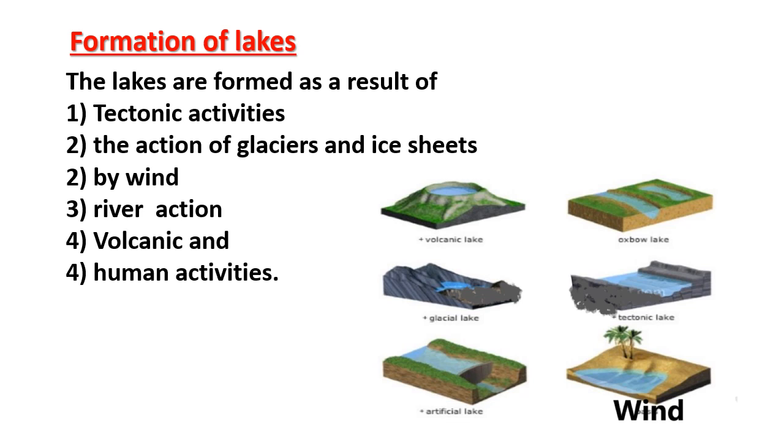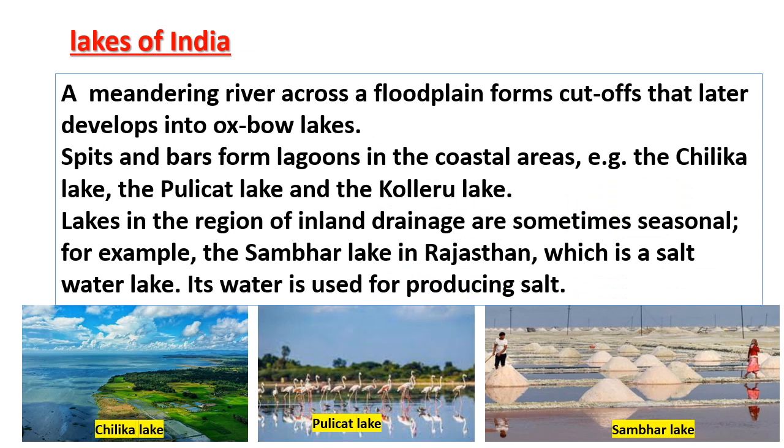Formation of lakes. Lakes are formed as a result of tectonic activities, the action of glaciers and ice sheets, wind, river action, volcanic and human activities. A meandering river across a floodplain forms cut-offs that later develop into oxbow lakes. Spits and bars form lagoons in coastal areas, for example the Chilika Lake, Pulicat Lake and Kolleru Lake.